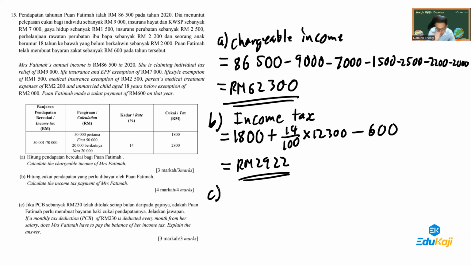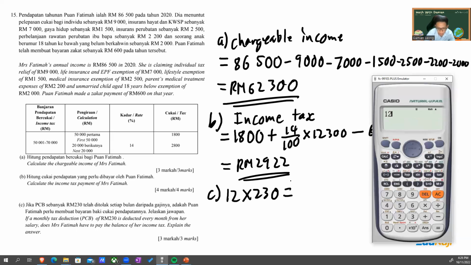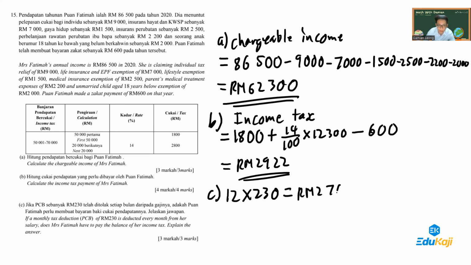And part C, if monthly tax deduction 230 is deducted every month, does Fatima have to pay the balance of her income tax? So if we take 12 months times 230, I get 2,760 ringgit. So if I compare here, there is a difference of 162 ringgit.